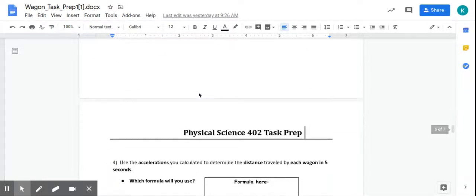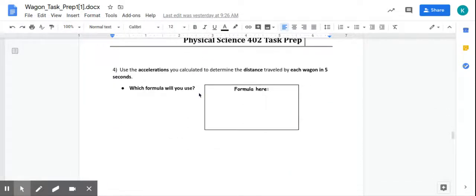That should give you the information that you need. Come down here and figure out, once again, go back up and look for an equation that has what it's looking for. Use the accelerations you calculated to determine the distance traveled by each wagon in 5 seconds. So that's saying after 5 seconds, how far did this go?